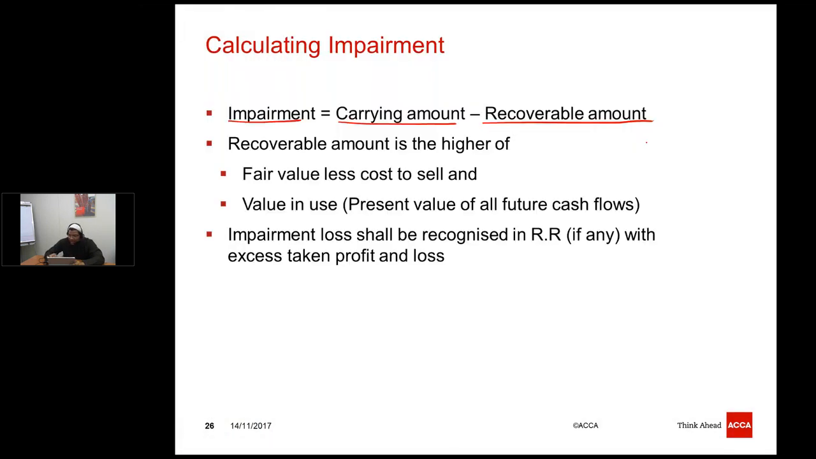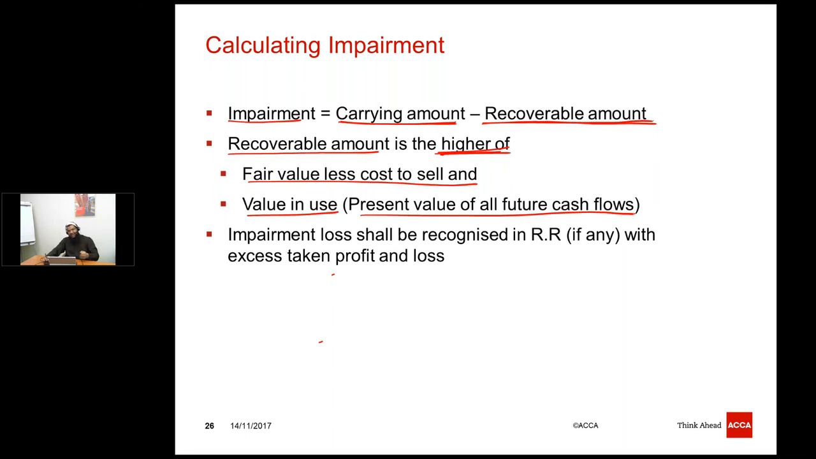Okay, so how do we calculate the impairment? Impairment is calculated as carrying amount minus the recoverable amount. And what is recoverable amount? Recoverable amount is the higher of fair value less cost to sell and the value in use. What is value in use? It is the present value of all future cash flows.